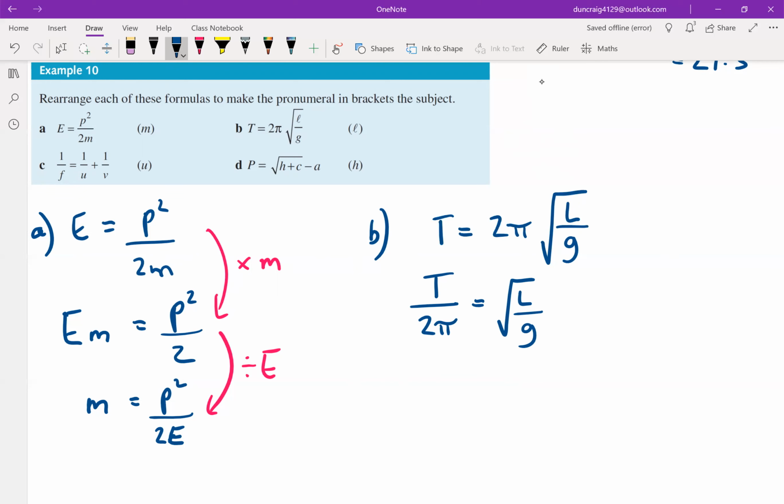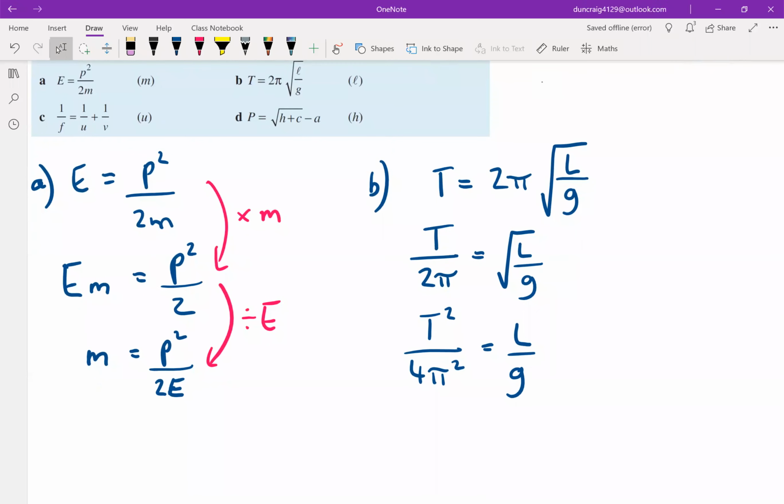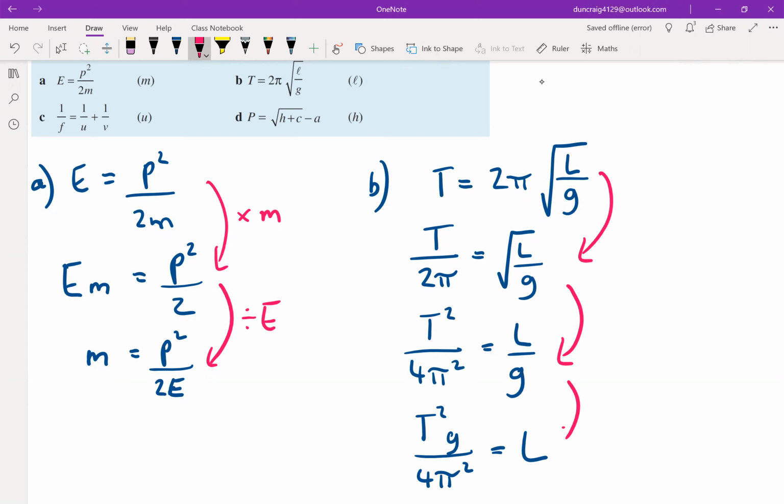Then I want to get rid of the square root. So to do that, I'm squaring both sides. So that's going to give me t squared all over 4 pi squared. You've got to square every single term. So the t squared, 2 squared is 4, pi squared is pi squared. That's going to equal L over G. And then all I've got to do is get rid of that G in the denominator. So I'm going to multiply both sides by G. So I'm going to get t squared multiplied by G, all over 4 pi squared, is equal to L. Well, there's my formula there. Let's indicate what I did for each step along the way.